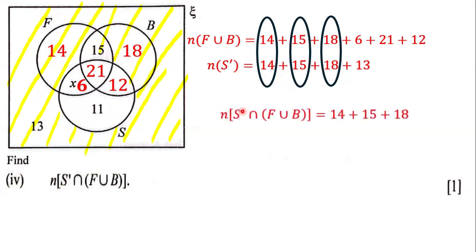And so we add them. That means that the number of elements in S complement intersect F union B is going to be 14, 15, and 18. Basically, these three numbers on the top, and that's going to be equal to 47. And so the answer here is 47, and that's the answer to this particular question.